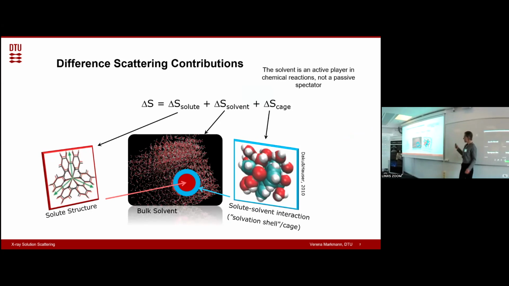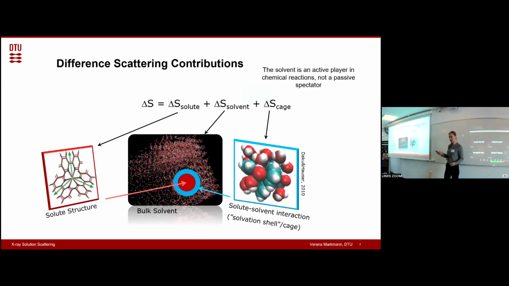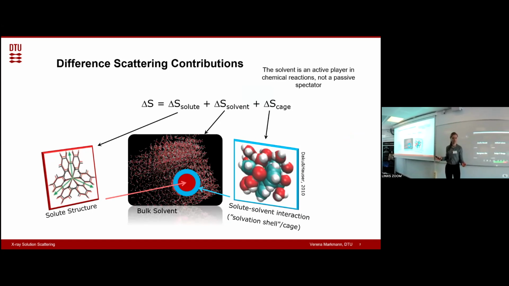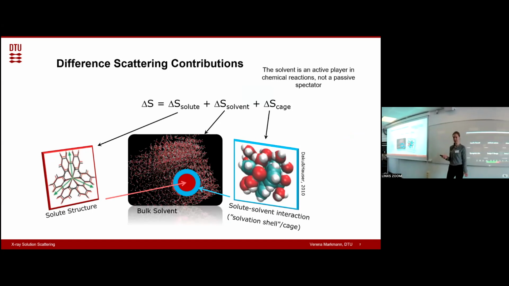We can do so. We have to take into account multiple parts, because if we excite the system, we will have changes in the solute, we will have changes in the bulk solvent, and the third part we have to take into account is that the solvent molecules close to the solute might interact differently than the bulk solvent. In total, these contributions are calculated and then compared to our measurement in order to learn something about the system.